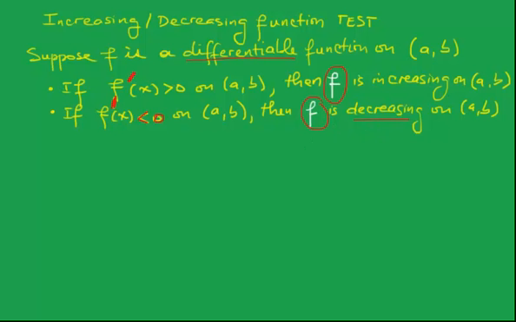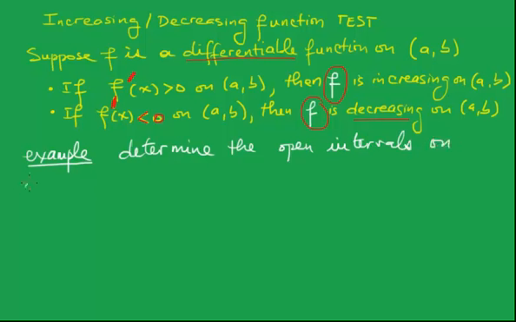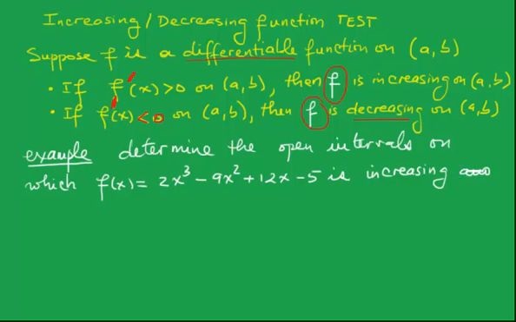Now let's go over an example and see how we can apply that. Example: we want to determine the open intervals on which f of x equals 2x cubed minus 9x squared plus 12x minus 5 is increasing or decreasing. Okay, that's the correct wording.